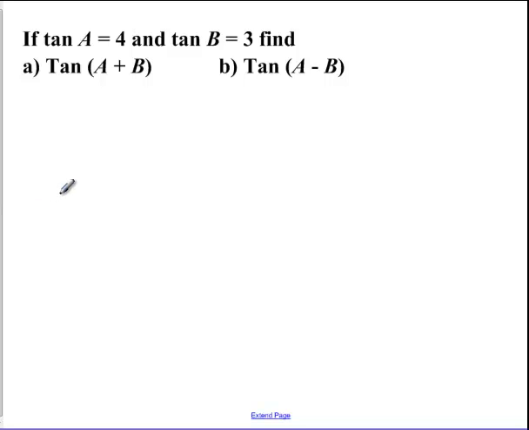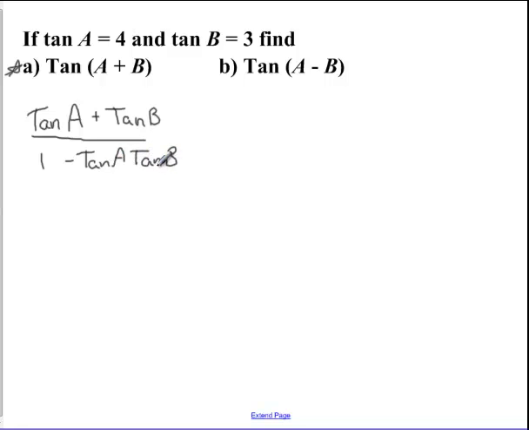Now the easier of the two problems they'll have here is this. The tangent of A plus B. Now look closely at what they have here. Tangent of A plus B. If we write down the formula, tangent of A plus tangent of B over 1 minus tangent A tangent B.